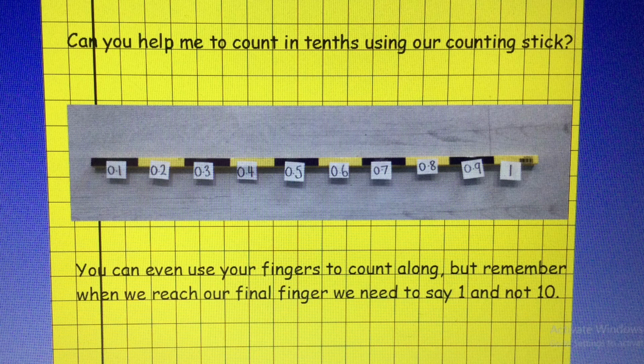Now I need your help this morning, guys, and we're going to count in tenths up to 1. You can use your fingers, but remember when you get to your final finger you need to say 1 and not 10. Okay, ready, steady, go. 0.1, 0.2, 0.3, 0.4, 0.5, 0.6, 0.7, 0.8, 0.9, 1.